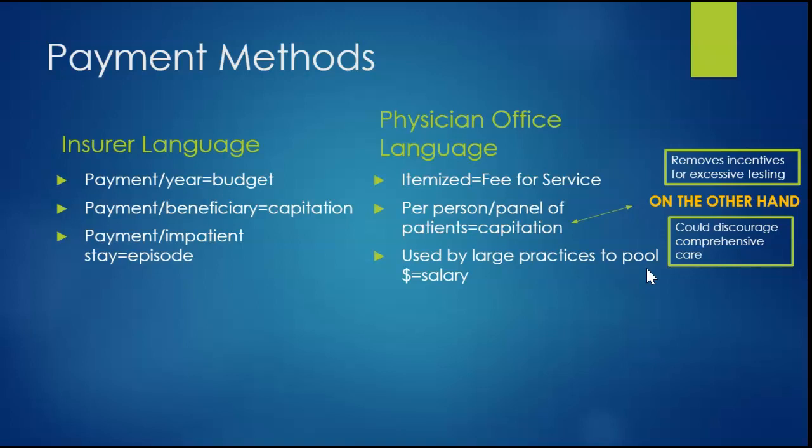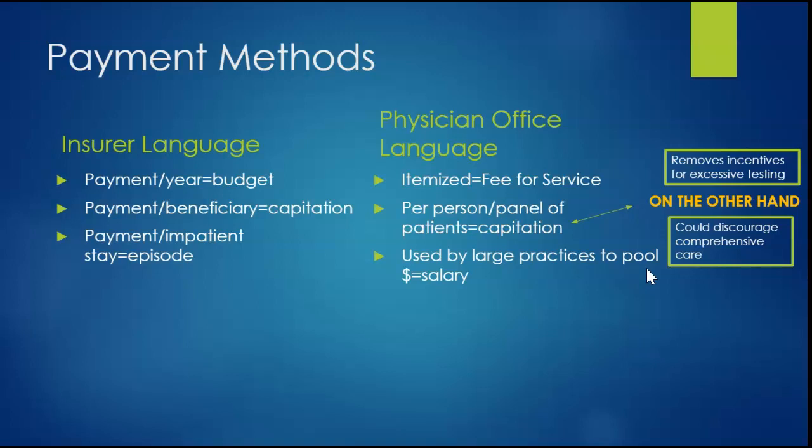So when we look at the insurer language, we've got payment per year, payment per beneficiary, and payment per episode, essentially. Payment per year would be like a budgeted item. Like maybe we have an on-staff physician that the insurer pays for. So that's basically someone's salary. A payment per beneficiary is per head of patients. So you might have a panel of patients, say you've got 5 patients, and the insurer may reimburse that primary care physician on a per person basis, not per service.